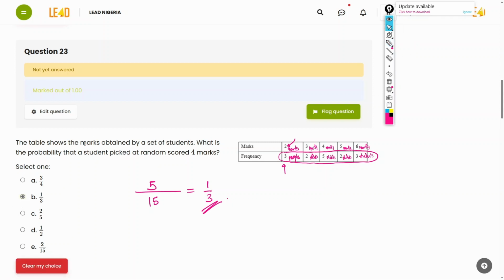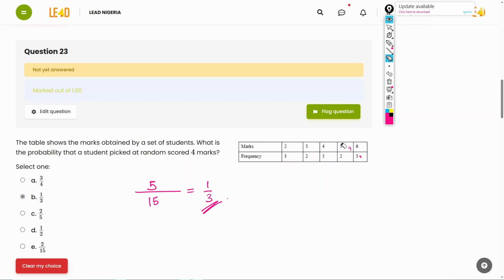So the first thing is you need to learn how to read the frequency table. You have your X values, which could be your marks, your age, or whatever is being measured. Then the frequency tells you how many of each mark you had in the set. I know we are done with the question, but let me just do this quickly.